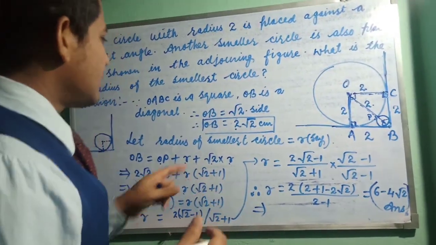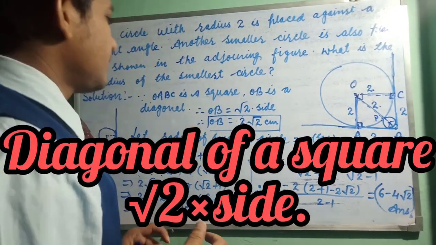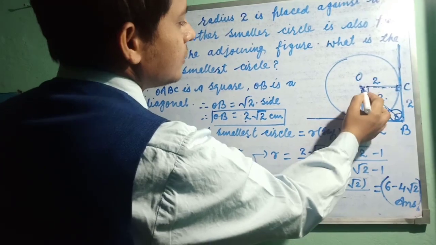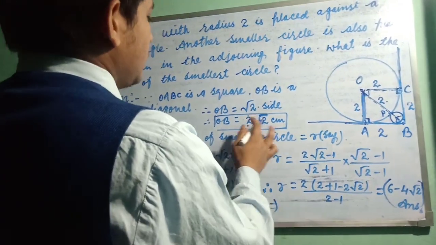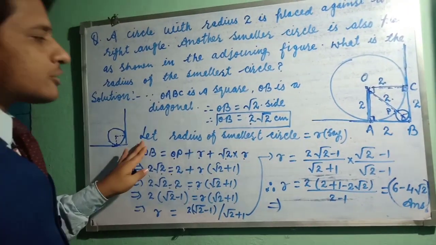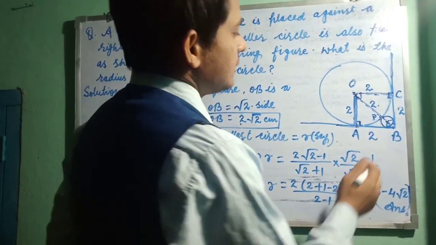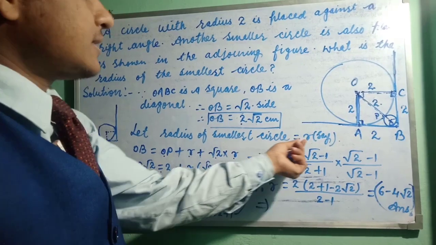And what about the diagonal of a square? From the formula, the diagonal of a square is square root 2 into side. So the side here is 2 centimeter, so it is 2 into square root 2. This is the diagonal. Now next, suppose the radius of the smallest circle is R.